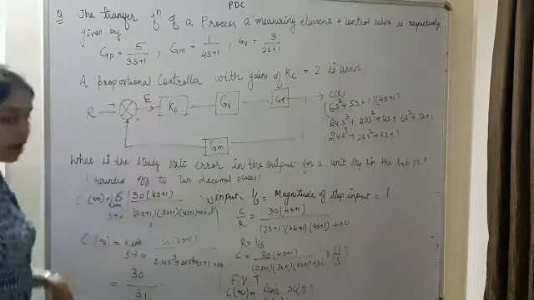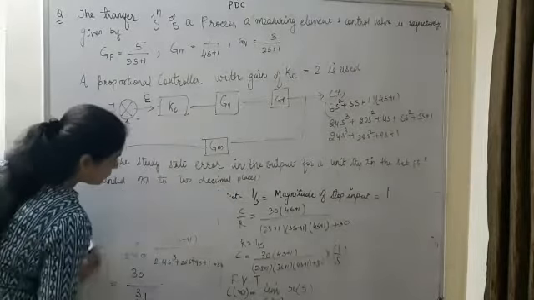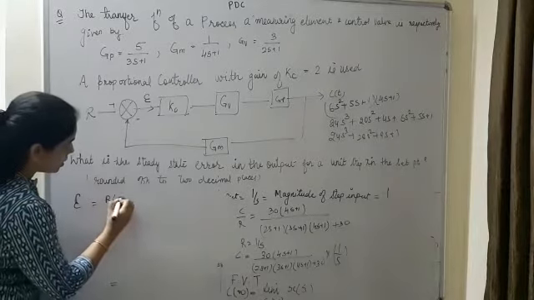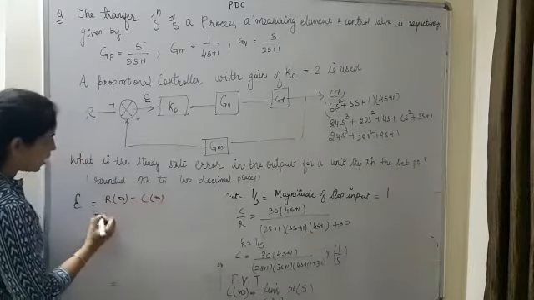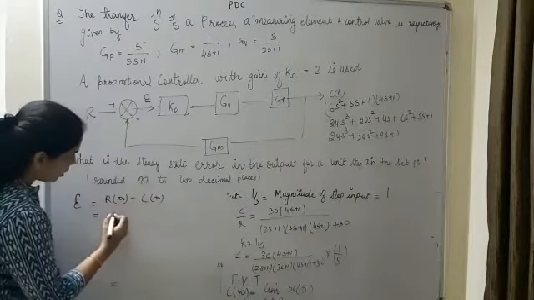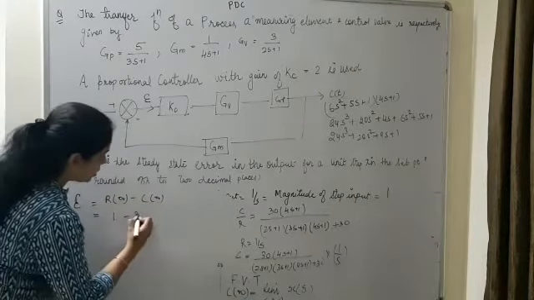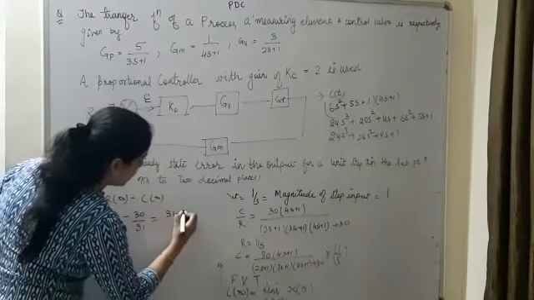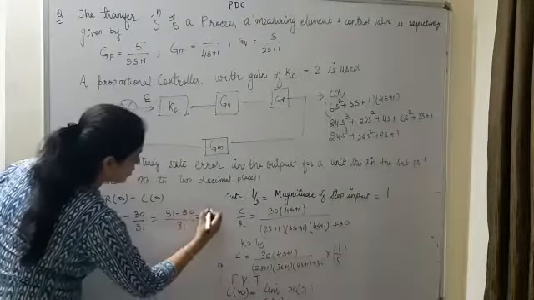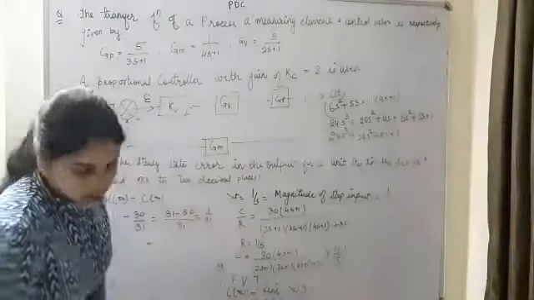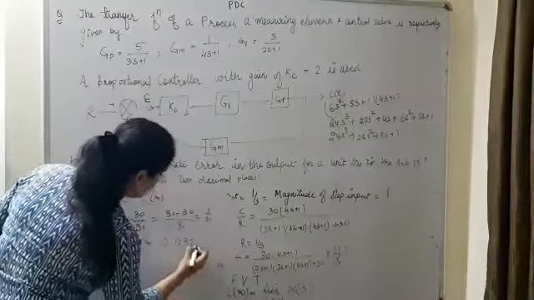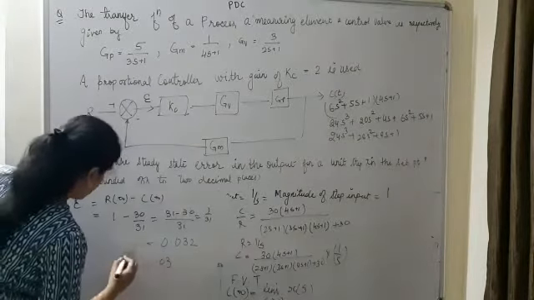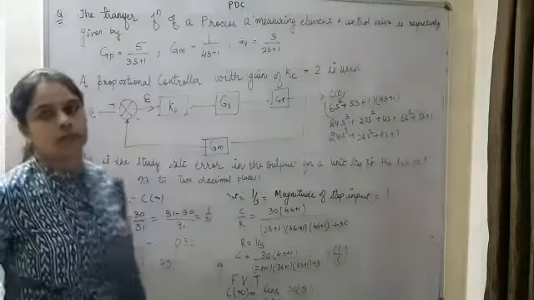And now we need to find the error, which is epsilon. So error is what? R infinity minus C infinity. So R is how much? The magnitude of step input is 1, minus C infinity, which is 30 upon 31. So 31 minus 30 divided by 31, this is 1 upon 31. And the value of this is 0.032. We need to round off to 2 decimals, so 0.03. And this is the final answer. Thank you.